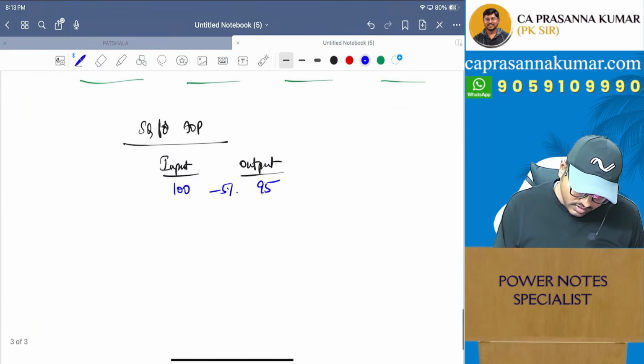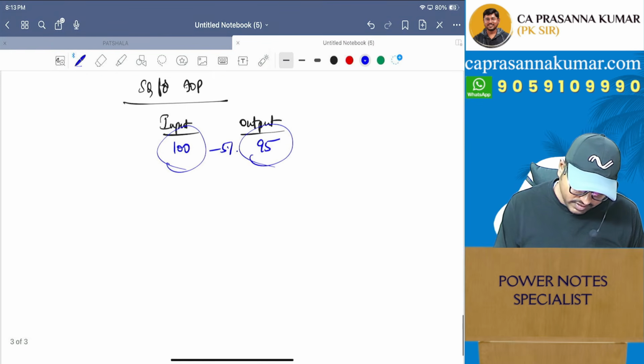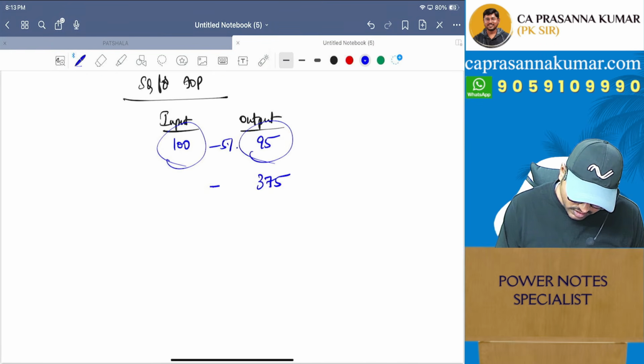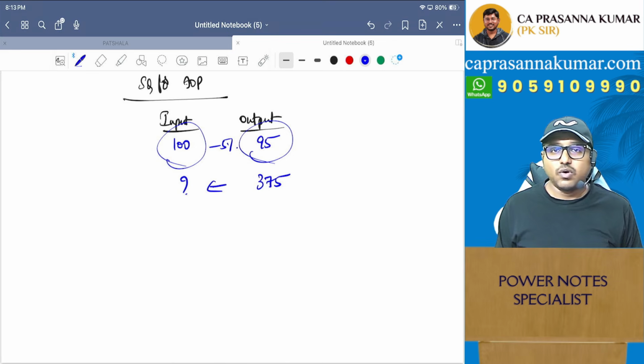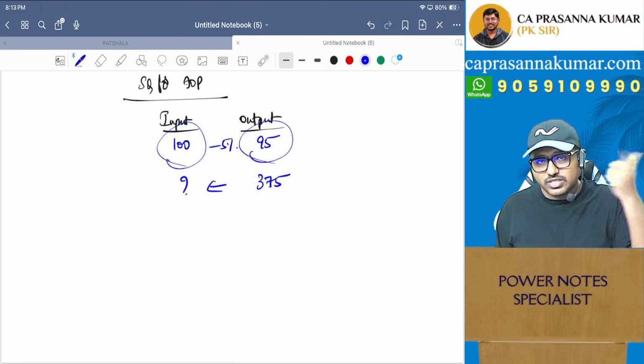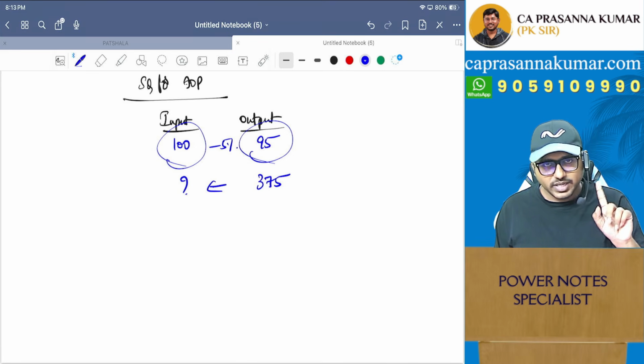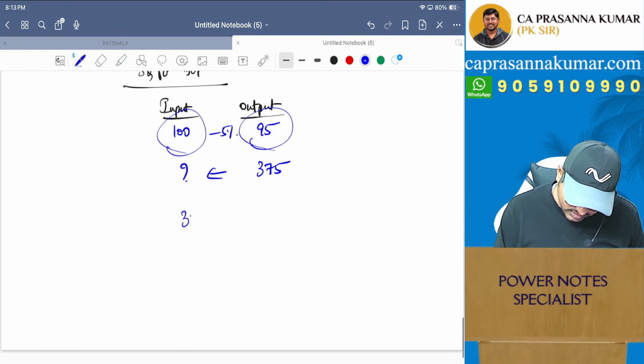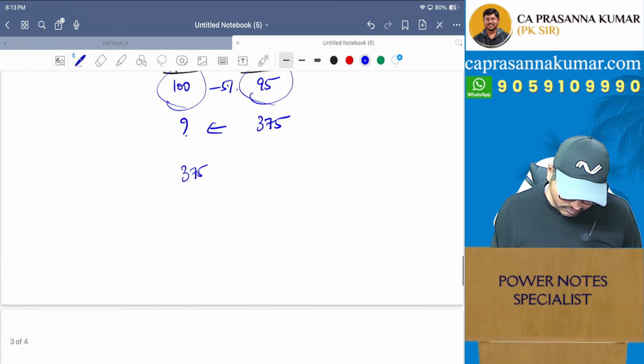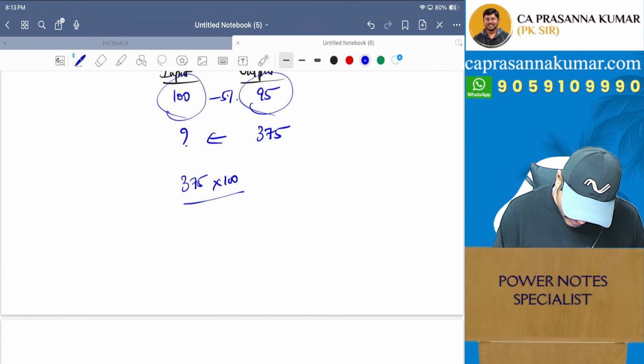So, if input is 100, output will be 95. Your actual output is 375, which means what should have been your input? Your input is nothing but SQ for AOP. SQ for AOP. Clear? Chalo. So, which means 375 into 100 divided by 95. That comes around, I've done the calculation, 394.74.